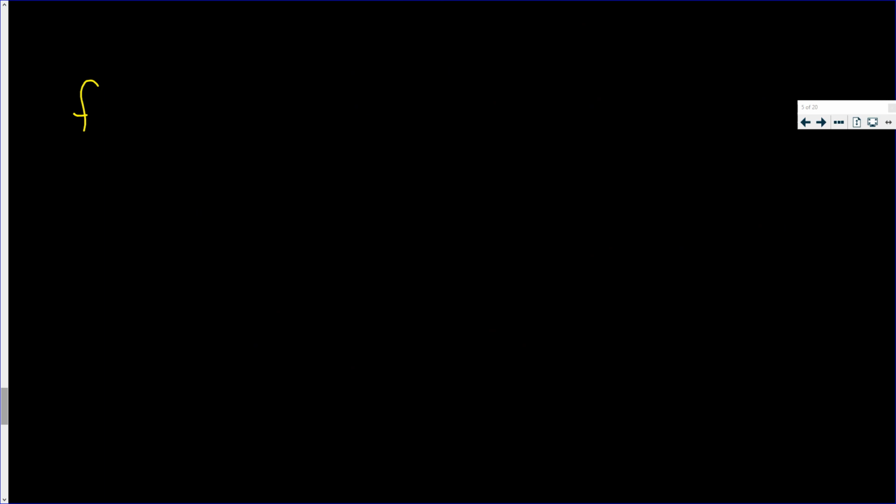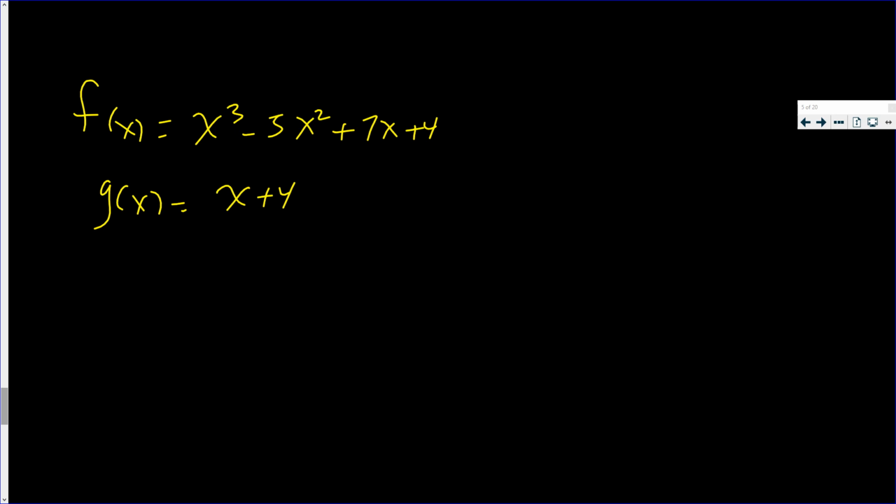Suppose you're told that f of x is equal to x cubed minus 5x squared plus 7x plus 4, and that g of x is equal to x plus 4. And you want to set them equal. And you know that you're going to set them equal, and then you're going to bring the g over, and you're going to get f minus g equals 0. Well, let's just do that right away. F minus g is 0.